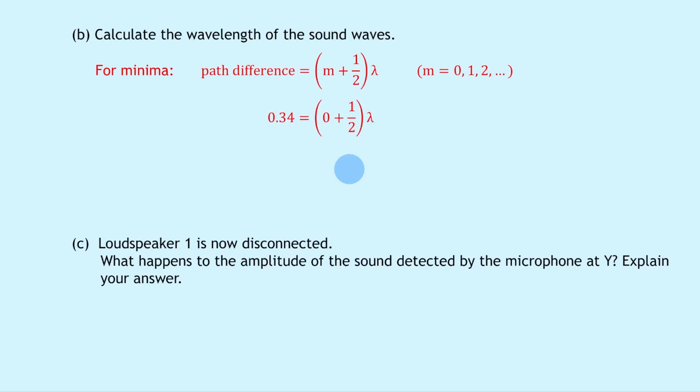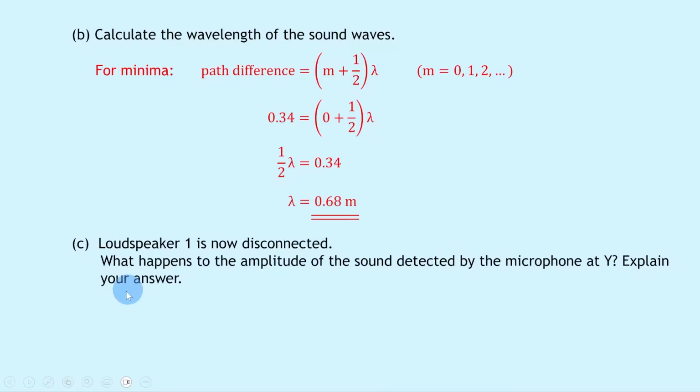And remember that's from the theory video on path difference, order number, and wavelength, where we said that the first order minimum is actually at m equals 0, not when m equals 1. And because we've got 0 here, this just simplifies to a half lambda, or a half times the wavelength, is equal to 0.34. So to get lambda on its own, we just need to multiply both sides by 2. So we get lambda is equal to 0.68 meters.